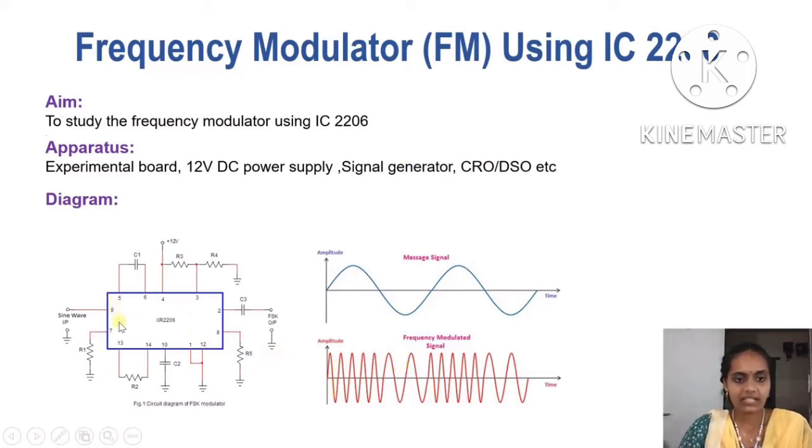But if we apply an input message signal, then its frequency changes in accordance with the message signal. See, in the positive half cycle of the message signal, the carrier wave is compressed, that is, the frequency is increased. And in the negative half cycle, the carrier wave has expanded, that is, its frequency is reduced. Hence, we can observe that the frequency of the carrier wave changes in accordance with the message signal.